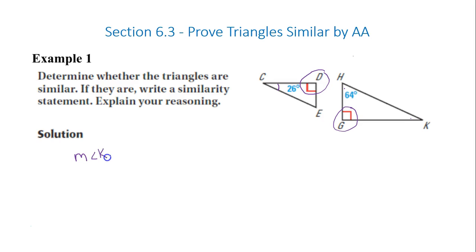Measure of angle K is equal to 90 degrees minus 64 degrees. Well, that there is 26 degrees, which is congruent to my angle C up here. So since angle C and angle K are congruent and angle D and angle G are congruent, by the angle, we have similar triangles. So let's write that in a statement.